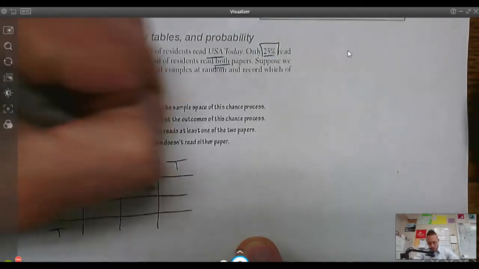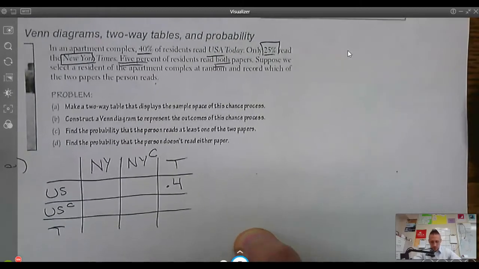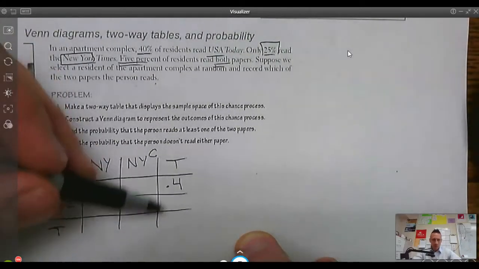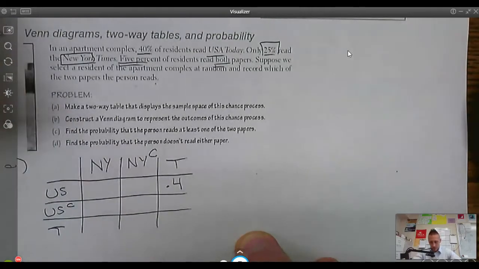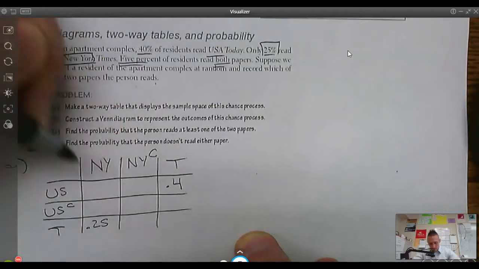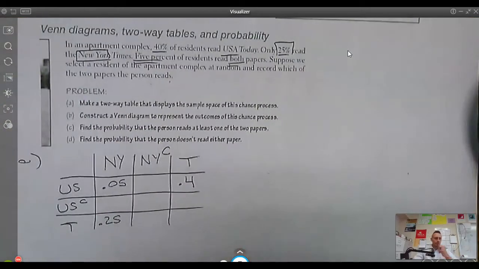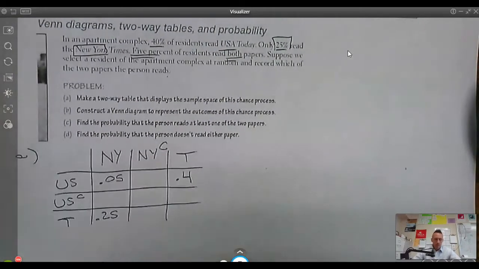40% read the USA Today. So the total of that row is 0.4. I'm just going to use decimals. You could use percentages, but when I find probabilities, for me, it's just easier to have the decimals. 25% read the New York Times, and 5% read both. So 0.05. Don't put 0.5 there. Some of you are going to do that, 0.05. So at this point, you should be able to fill out all the missing spots in this table. Go ahead, pause the video and do that.